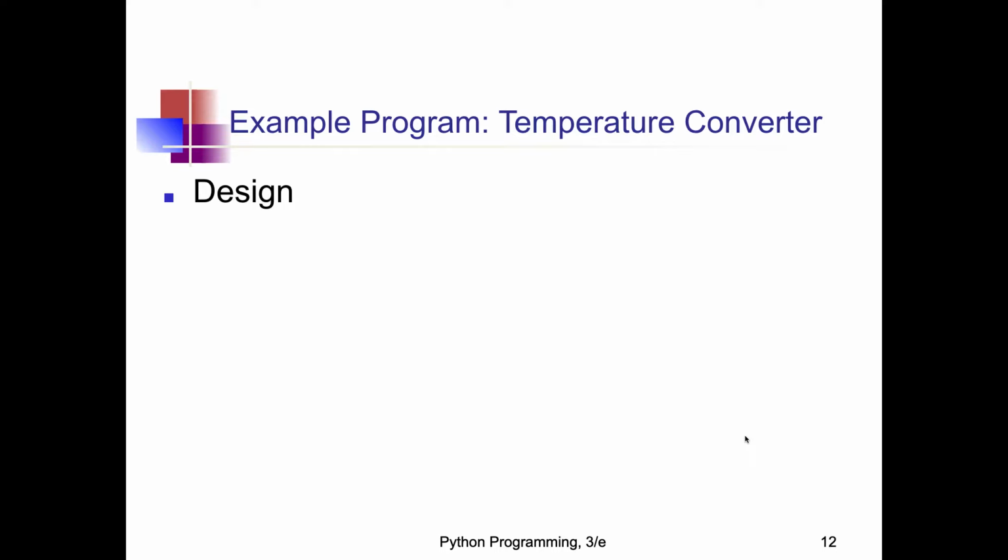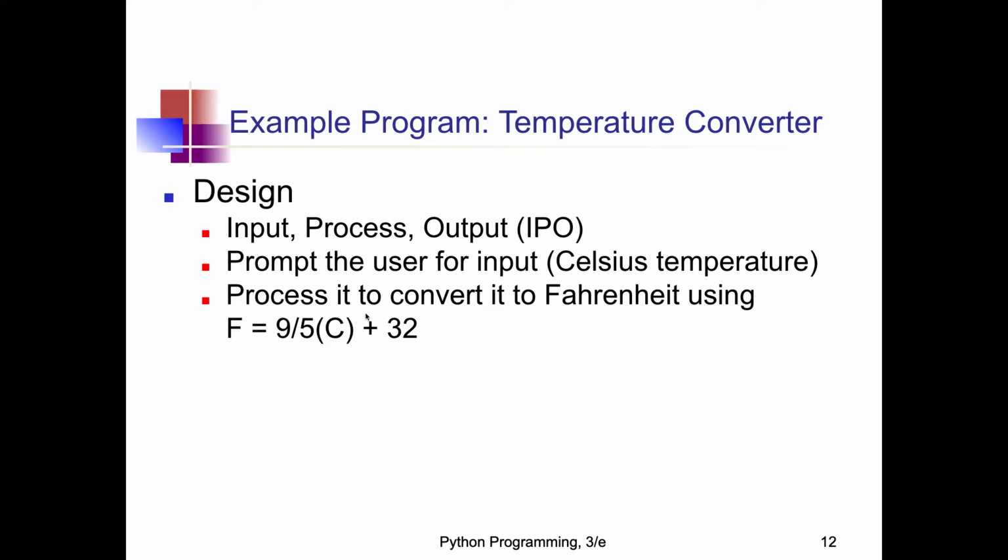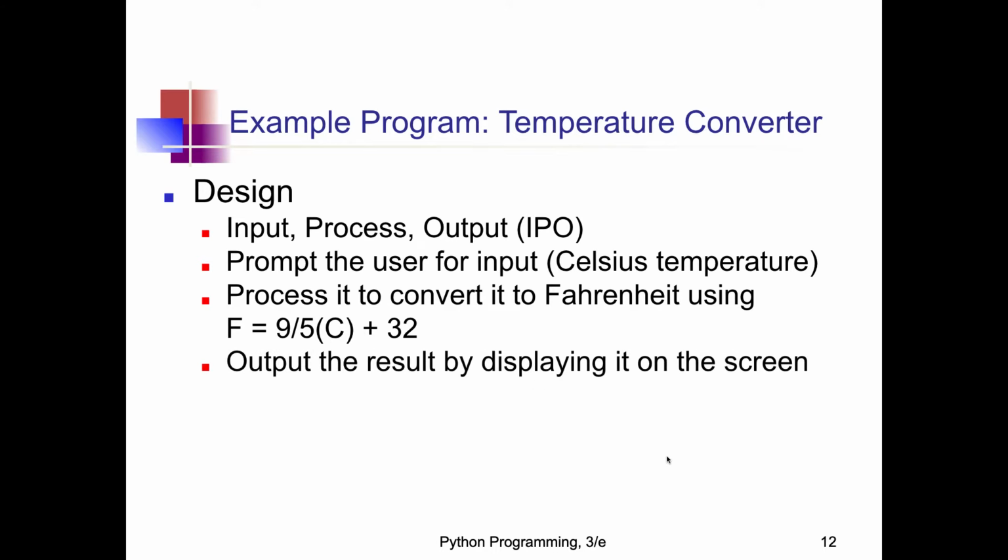And design. So we're going to follow again the process called input, process, output. So first, we're going to prompt the user for the input, which is a Celsius temperature. Then we're going to do the process, which is to convert Celsius to Fahrenheit by Fahrenheit equals 9 over 5 times C plus 32. And then we're going to output the result by displaying it on the screen.